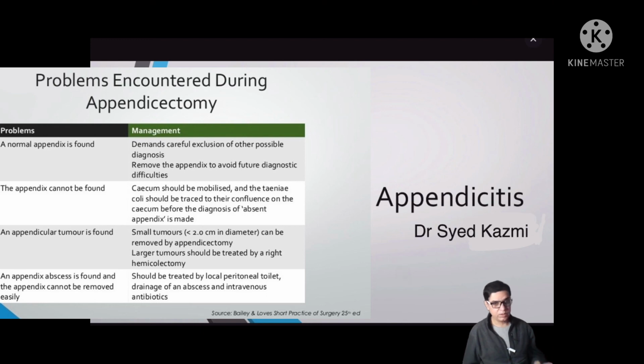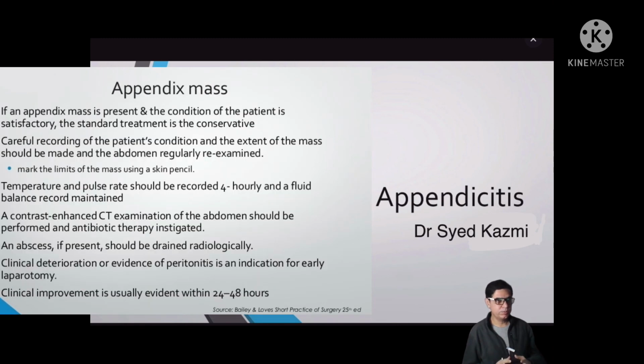Sometimes you might come across a condition in which the child has signs and symptoms of acute appendicitis, but they have developed a mass. If they have developed a mass and they are stable, then that is not treated by surgery. It's usually treated conservatively. You have to give them intravenous antibiotics and wait till the temperature and the pulse and everything settles down. You might have to do a contrast CT to see the extent.